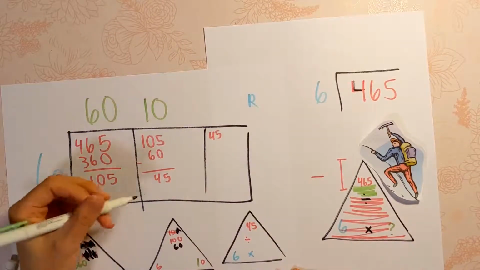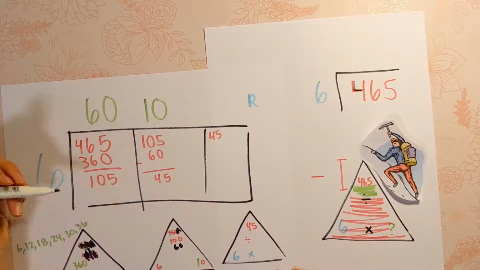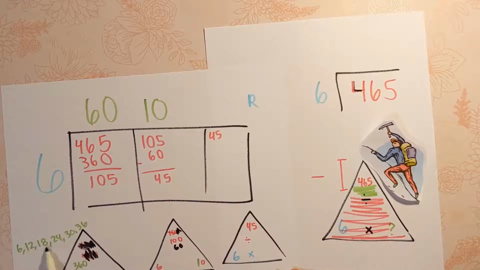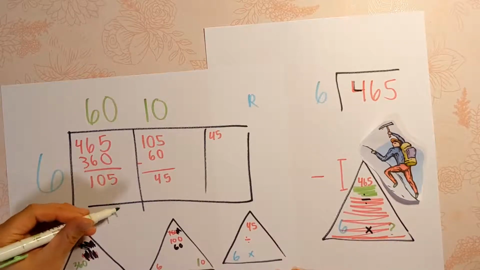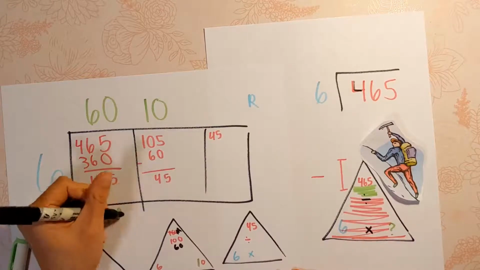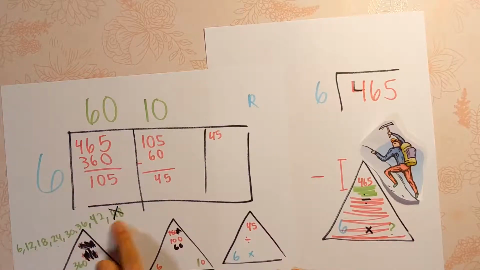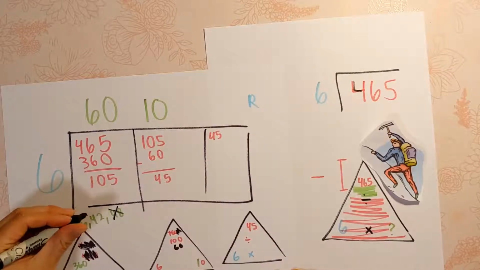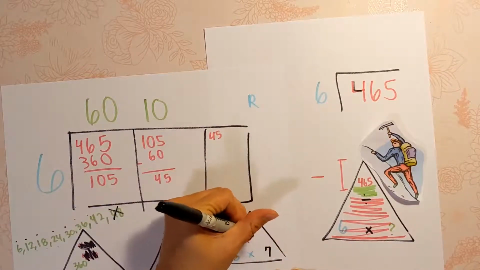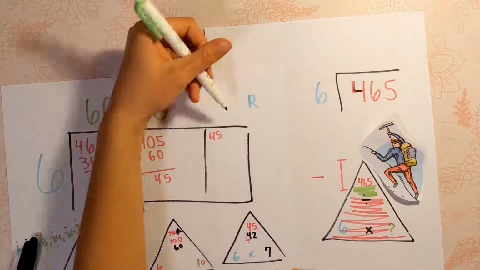So let's skip count those 6s and get close to 45. Look, we already started over here. 6, 12, 18, 24, 30, 36, 42, 48. Oh, went too far, so can't go past it. This is as close as we can get. 1, 2, 3, 4, 5, 6, 7. 6 times 7 equals 42. That's as close as we're going to get.